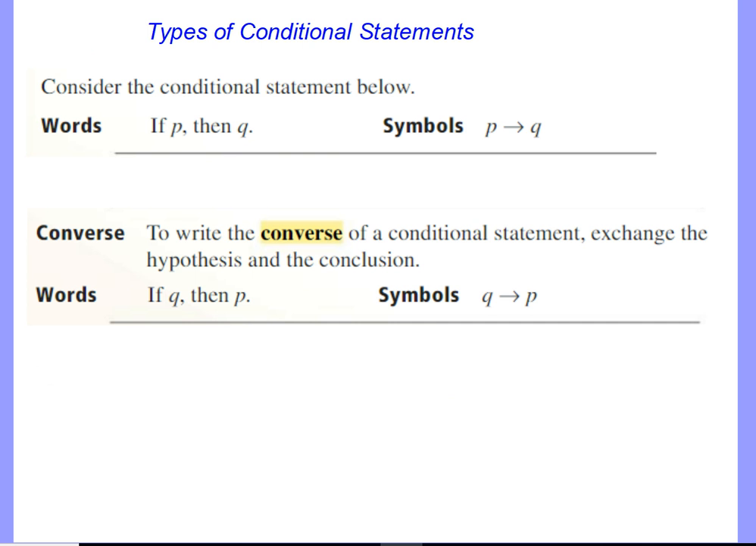In our first example, we have the converse. This is the original conditional statement: if P, then Q. If hypothesis, then conclusion. It's symbolized as P implies Q. The converse is simply switching the hypothesis and the conclusion. So the converse would be written if Q, then P.